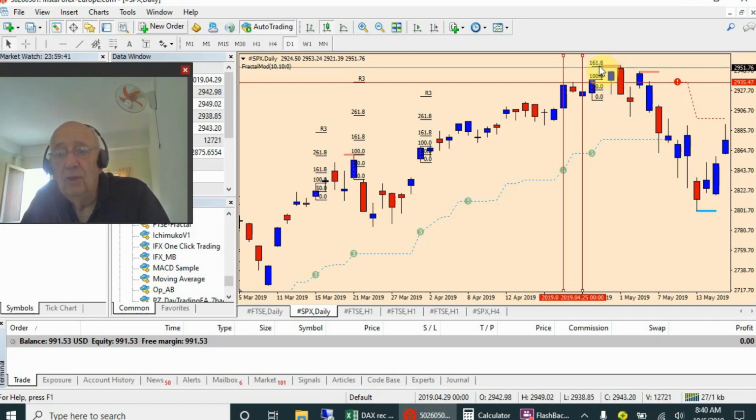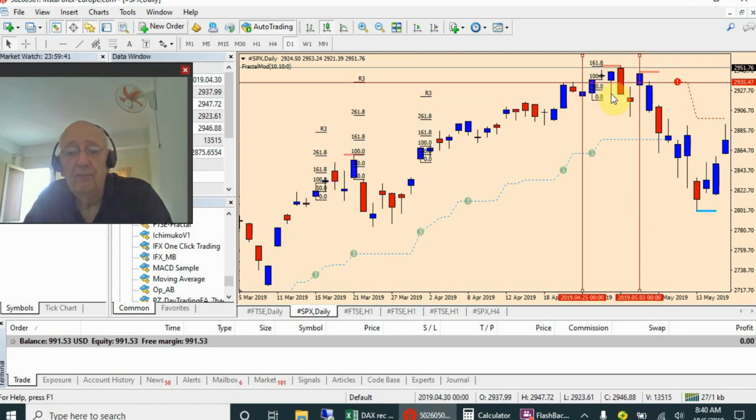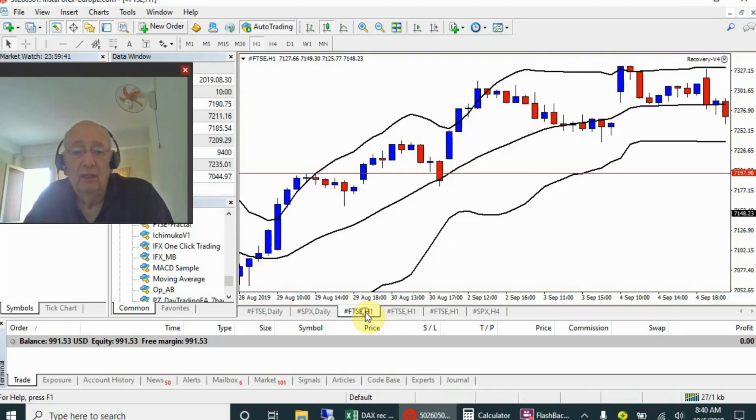It did not close above the 161, so it was very close to it though, and then it came back right down, traced down to us and knocked us out of the trade over here. We were knocked out of the trade. And I think that was the last trade for April. Yes, that was the last trade for April, which was a losing trade over here. Let's go and look at the FTSE recovery.